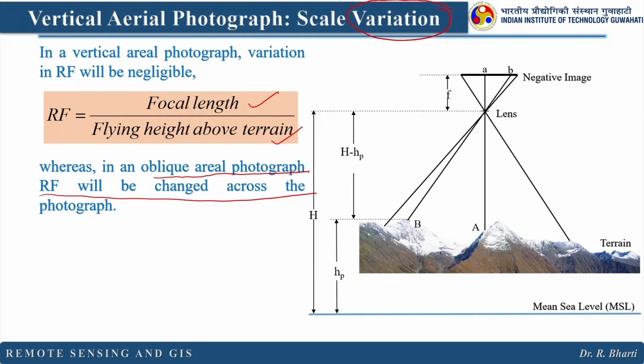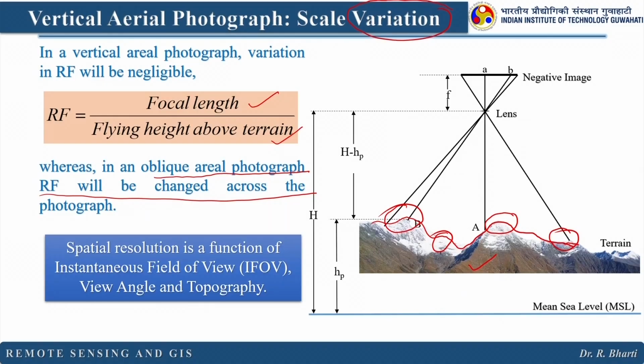Here you can see that even in a vertical photograph there is an effect of topography. Since this is snow, you cannot see it clearly. If you calculate the scale here, here, and here, it will be different. Why? Because you have to take care of the topography. So, you need to calculate scales at different places even in a single image.